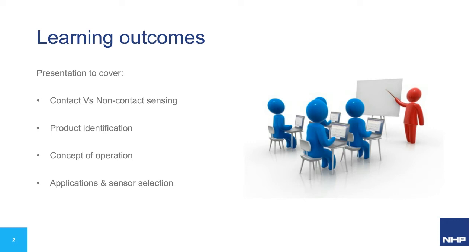The presentation will cover contact versus non-contact sensing, and we'll go through the basic differences between the two. We'll then look at product identification, where we'll look at what types of sensors you commonly see, and we'll quickly highlight how they look. We'll then go over the concepts of operation, and we'll break down the sensor types that we've looked at and how they function, and then we'll highlight any important notes or concepts on these sensors. And lastly, we'll look through applications and sensor selection. So we'll review an application example and look at suitable sensors for the applications that we're looking at.